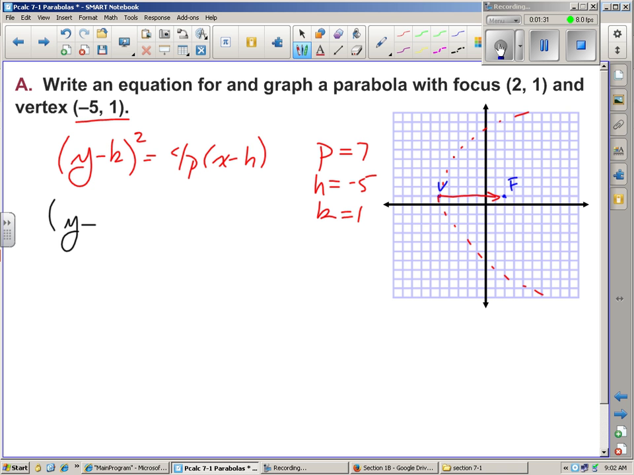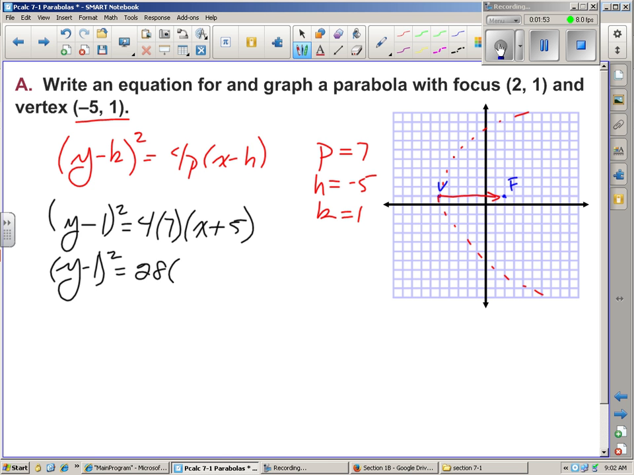So (y minus 1) squared equals 4 times 7 times (x minus h), or plus 5. So we have (y minus 1) squared equals 28 times the quantity (x plus 5). The only thing left to do is to graph.